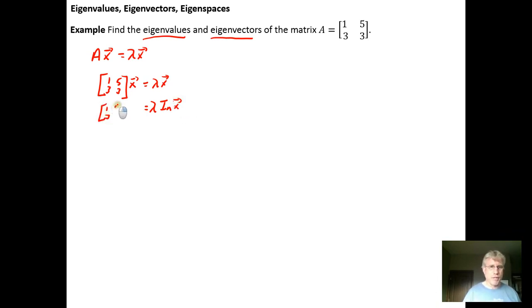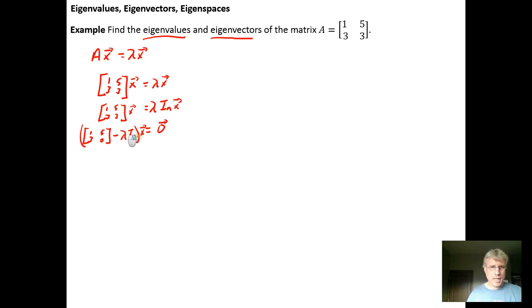So 1, 3, 5, 3 times vector x, the eigenvector x. And then we subtracted this mess from both sides right here, so that we got the 0 vector on the right hand side. And when we did the subtraction, we factored the x out. So we get 1, 3, 5, 3 minus lambda times the identity matrix for 2 by 2 matrices, and we factor out the x.